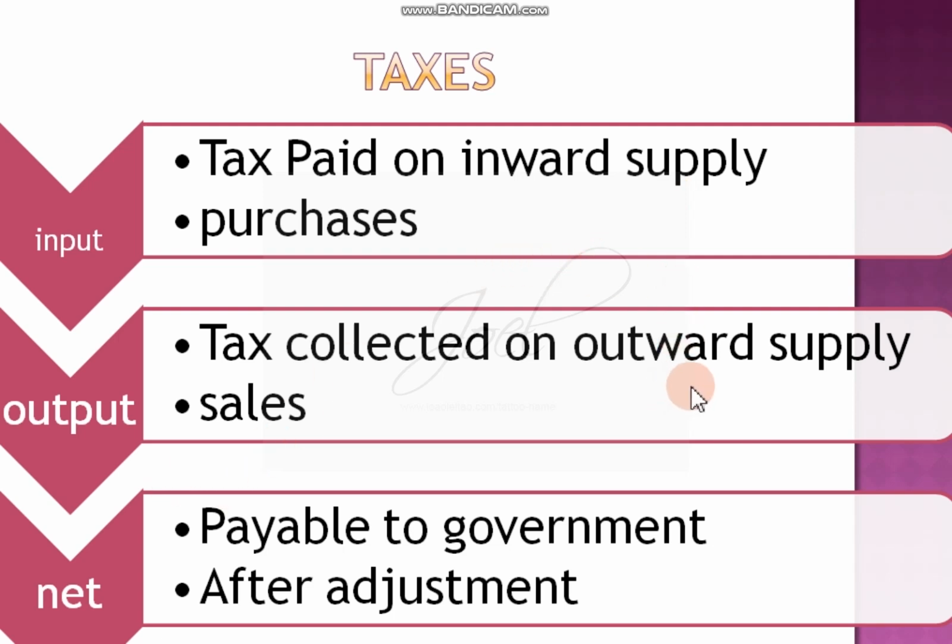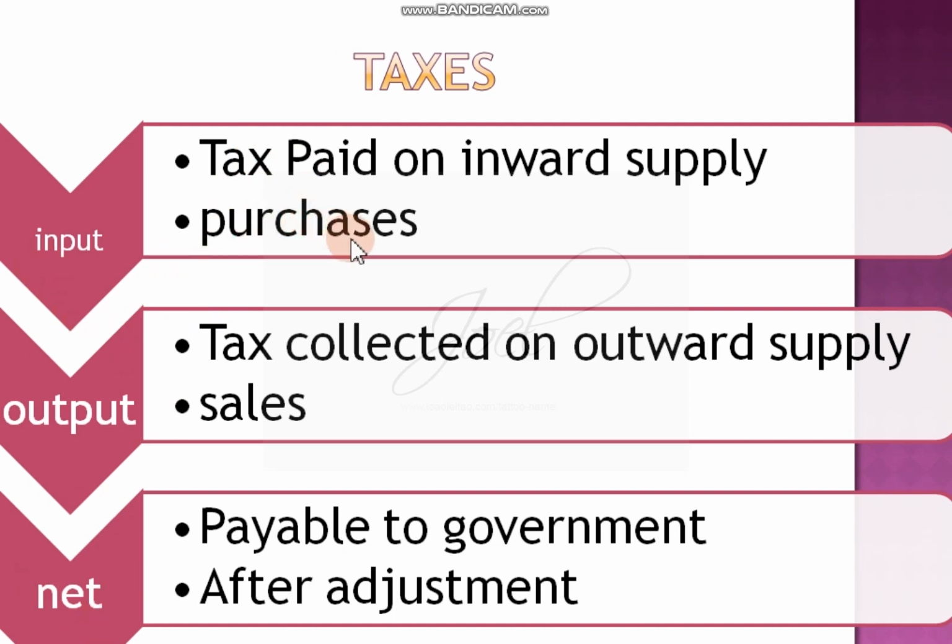Output tax is the tax which is collected on outward supply. That means when we are selling, we will charge tax from our customers, and that amount we are going to deposit with the government. Now that final amount what we are paying to the government is called net tax.